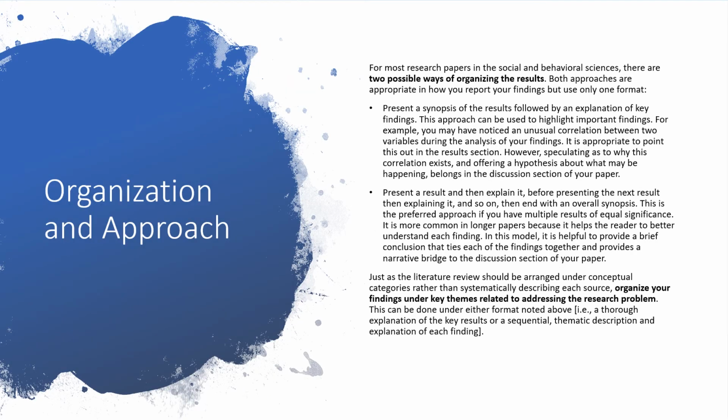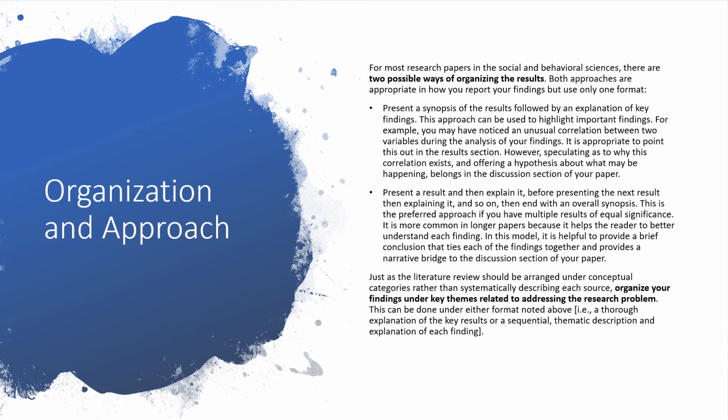For most research papers in the social and behavioral sciences, there are 2 possible ways of organizing the results. Hopefully you've seen this as you've read different studies. Both approaches are appropriate in how you report your findings, but use only one format, so don't try to squeeze these both together. So one way is kind of present a synopsis of the results followed by an explanation of key findings. This approach can be used to highlight important findings.